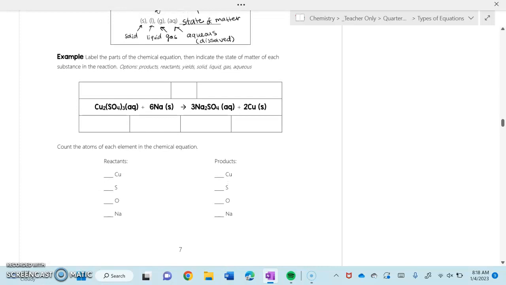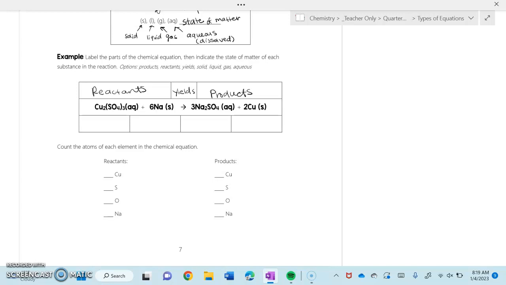So our example says, label the parts of the chemical equation, then indicate the state of matter of each substance in the reaction. So we've got on the left side here a big box. These are our reactants. We've got copper 3 sulfate and sodium. Practicing that naming, don't forget the naming rules. Then on our right side we have the products, sodium sulfate and copper.